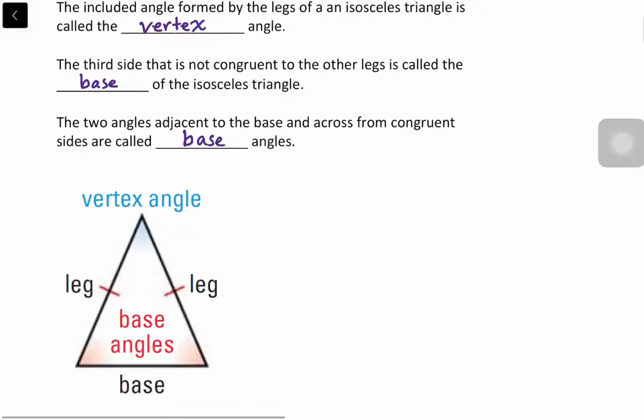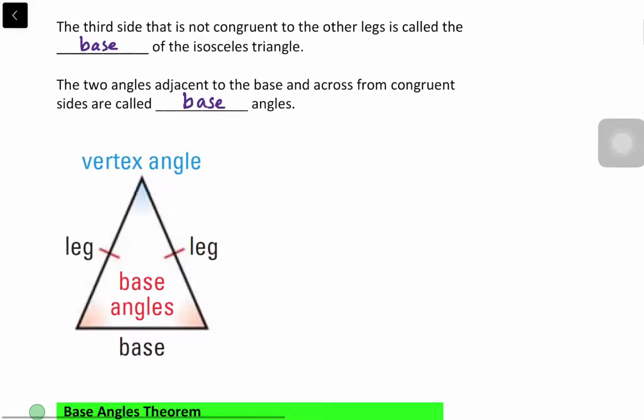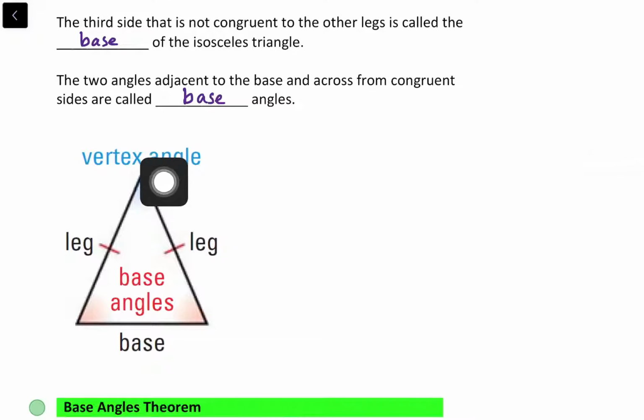Everything that we just talked about can be summarized in the picture that I'm looking at right here. The top angle that is adjacent to the two legs is called the vertex angle. The two angles that are adjacent to the base are called the base angles.